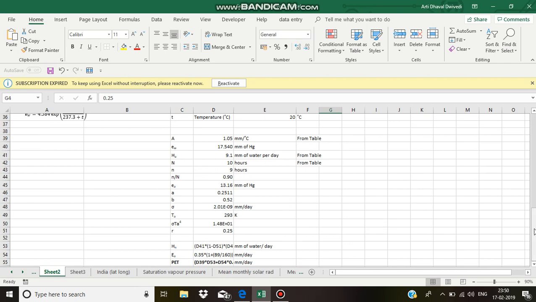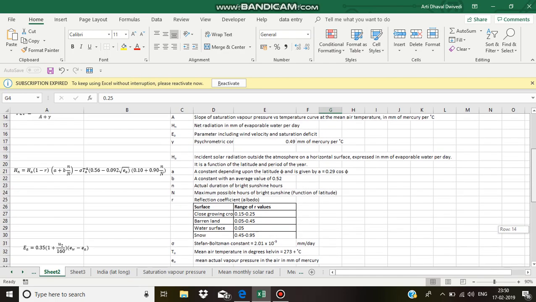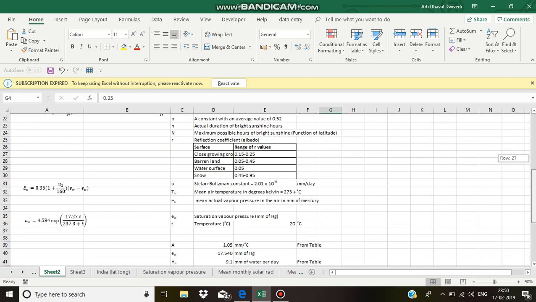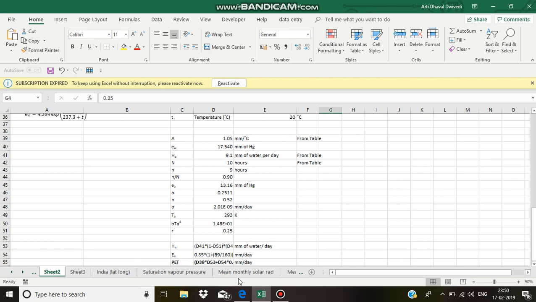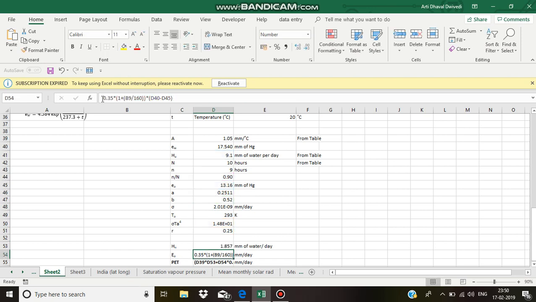So now we will be using all these values to calculate HN. HN is the net radiation in mm of evaporable water per day. We have obtained all these values. So HN can be obtained using the same equation. This is the same equation. The value is 1.857 mm of water per day.